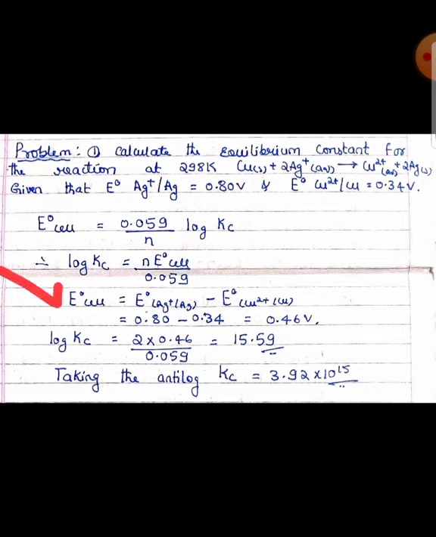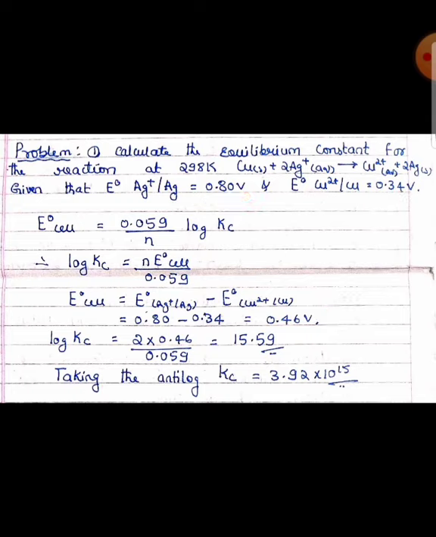Standard electrode potential of a cell is equal to E naught cathode minus E naught anode, that we are going to use. So here the cathode is Ag+/Ag, whose potential is 0.80 volts, minus E naught of anode, Cu2+/Cu, whose potential is 0.34. So we will get 0.46 volt as the standard electrode potential of the cell.